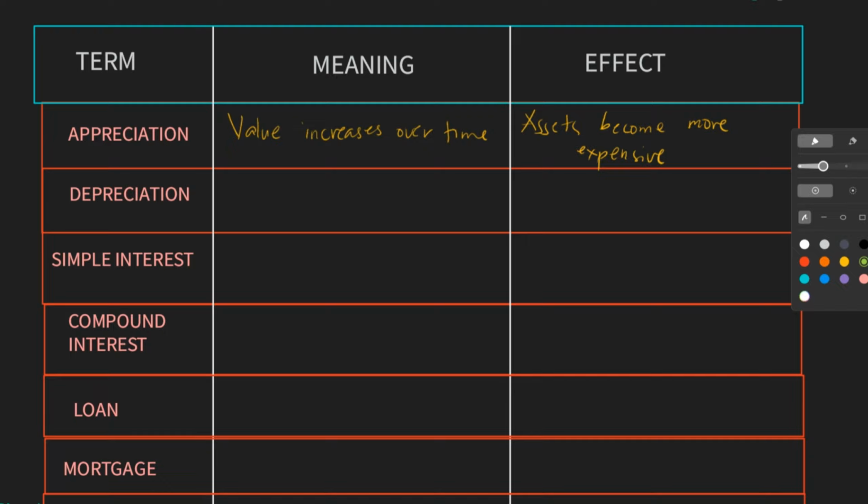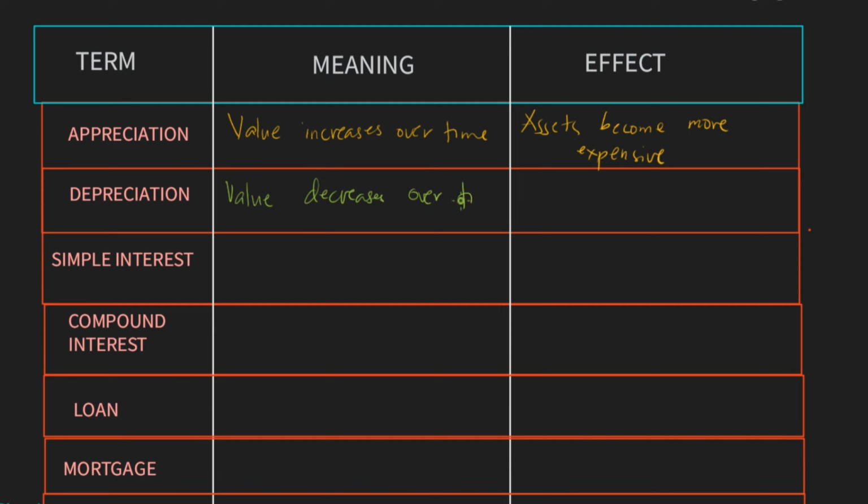Now, what about depreciation? For depreciation, the value decreases over time. And for the effect, of course, the assets become cheaper. So these two are the opposite of each other.